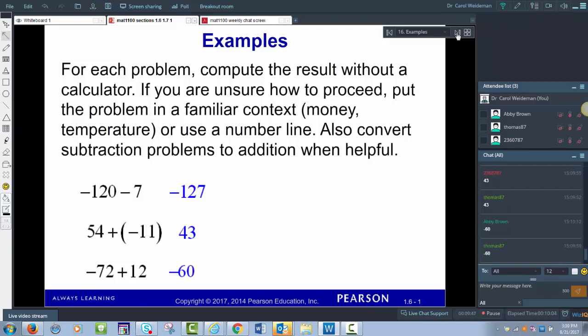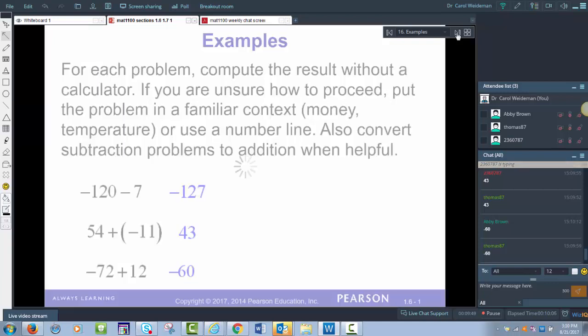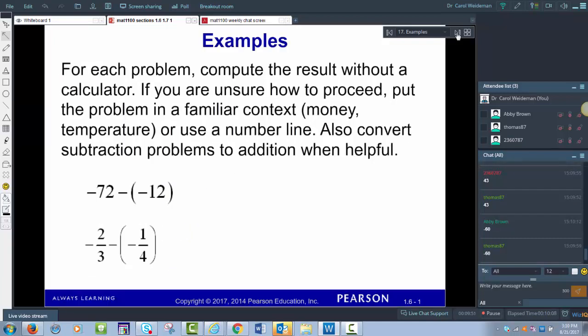Yep, negative 60, good. All right, here's a couple more. Now, how about this one? Now remember, we can change subtraction into addition. So this will become plus 12. So the answer here is the same as the last one. It's negative 60 again.